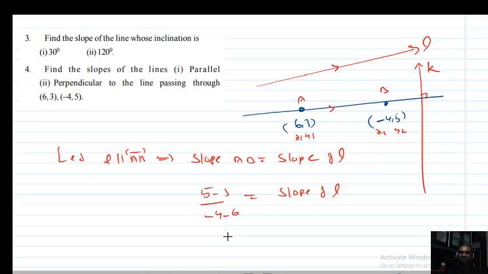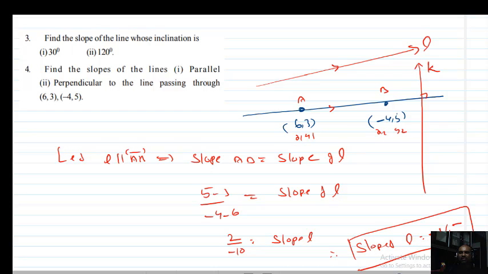So 5 minus 3, what, no? 2. 2 by minus 10 is equal to slope of L. What is this? Minus 1 by 5. Therefore slope of L is minus 1 by 5. Slope of L, slope of AB also minus 1 by 5. Now I want slope of K. I will write.